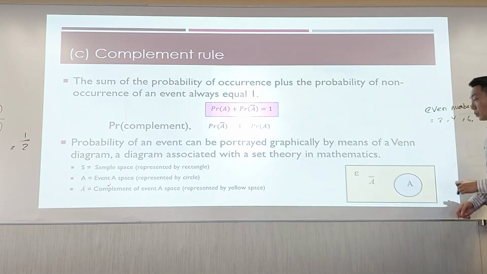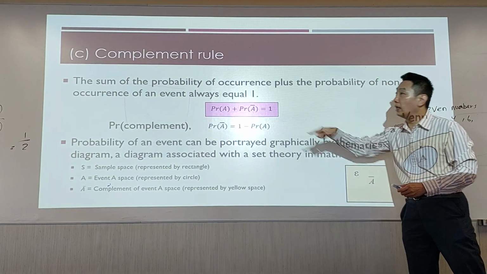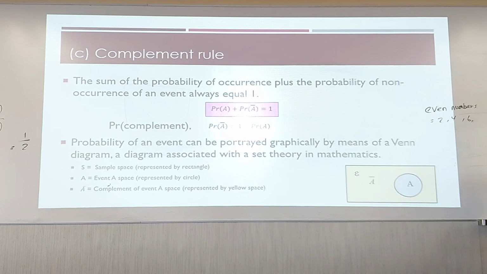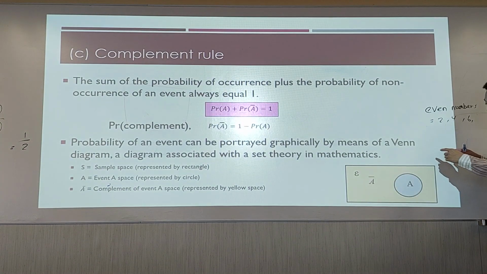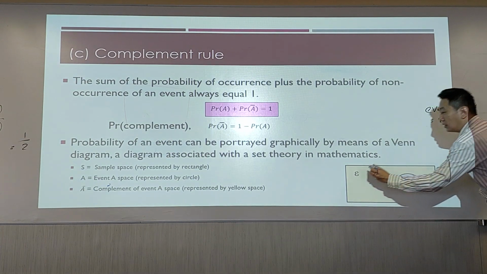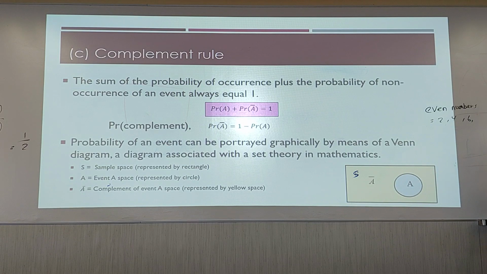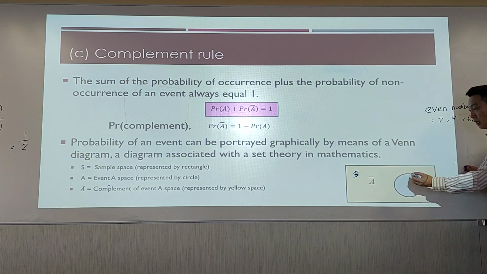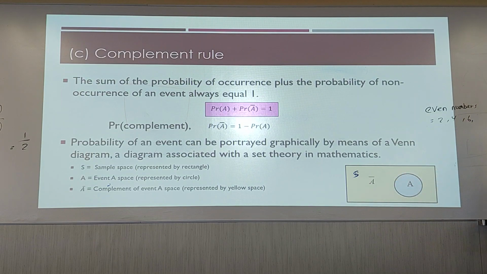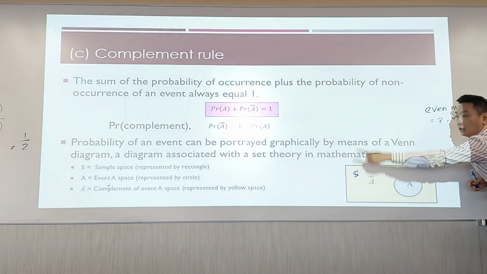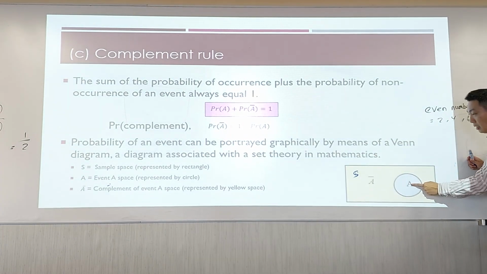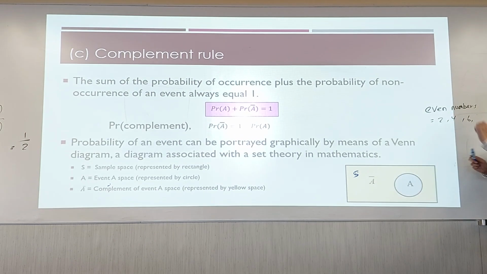And we can also show the relationship among A, non-A, and NS by using a Venn diagram. Usually we use S, this is S, the sample space. If this is the A area, then outside the area will be non-A. The area of A plus the area of non-A is always equal to 1. Overall here is equal to 1. The whole orange part is equal to 1. So the probability of A plus the probability of non-A is always equal to 1.